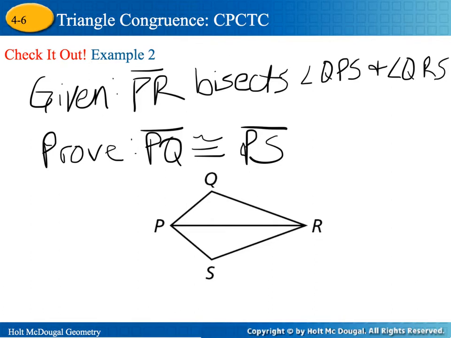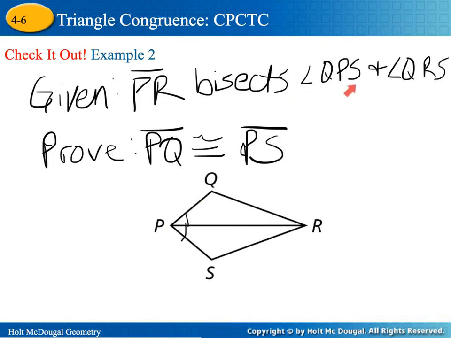All right, so example, it says 2, but it should be 1. Given that PR bisects angle QPS and angle QRS, prove PQ is congruent to PS. So what we have to do first is prove the two triangles 1 and 2 are congruent. First, I'm going to mark up my diagram with what I know. I know PR bisects angle QPS. So here's QPS. This line is a bisector, so it's going to get cut in half, and I can mark these as being congruent.